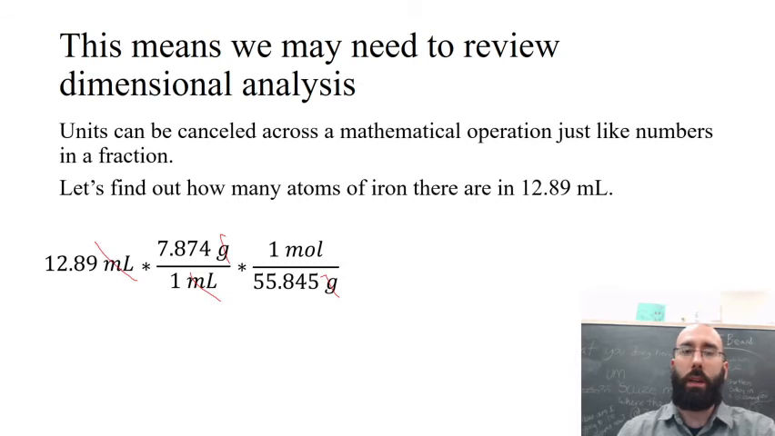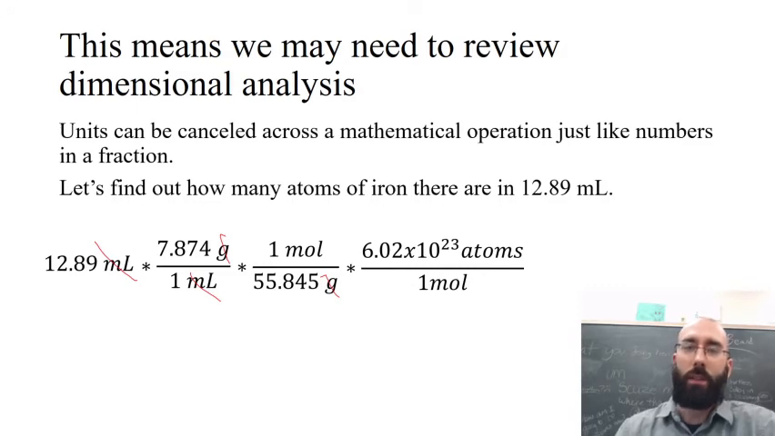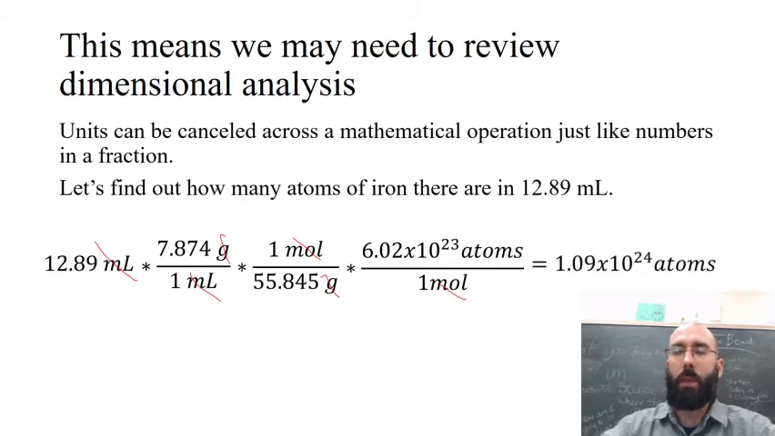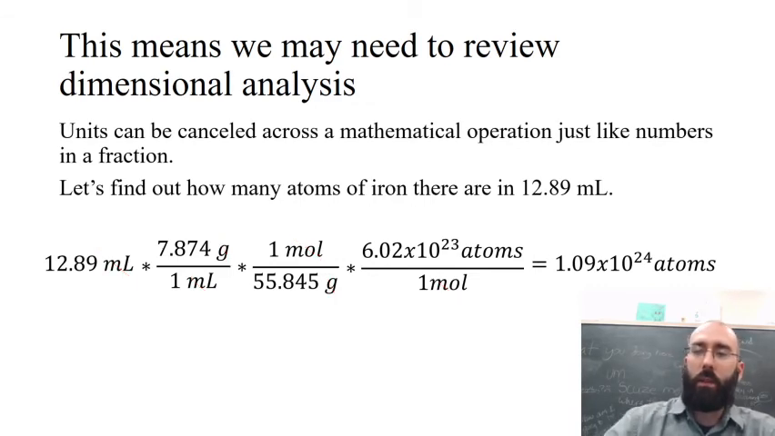However, we're not quite there because we're in moles now, so we need one last conversion factor. Good old Avogadro is going to help us out with this. There are 6.02 times 10 to the 23rd atoms in 1 mole. So our moles cancel out, we're in the units that we want, and we end up with our answer, 1.09 times 10 to the 24 atoms. And so that is dimensional analysis.